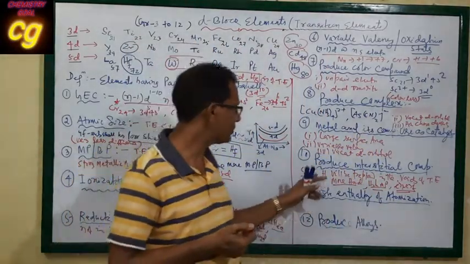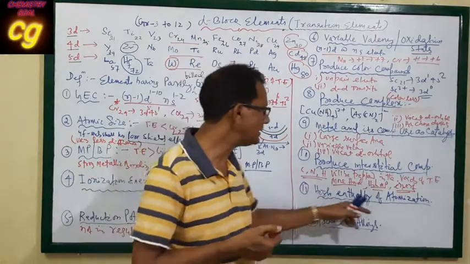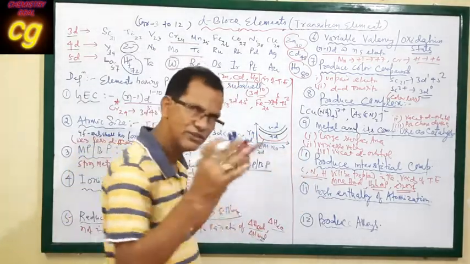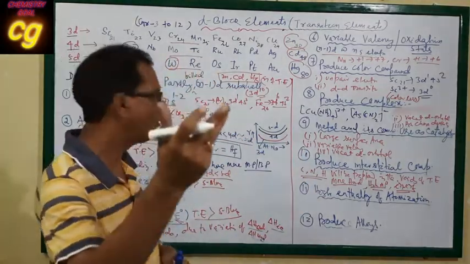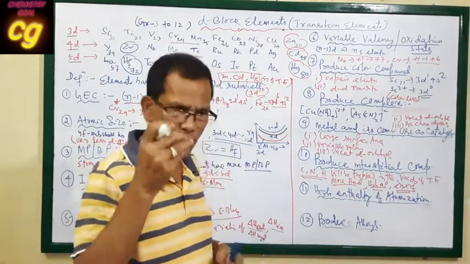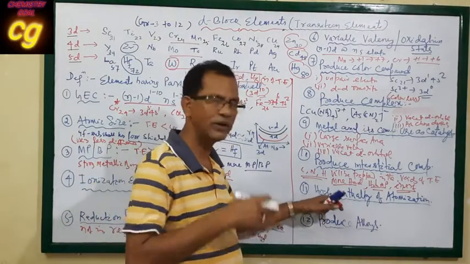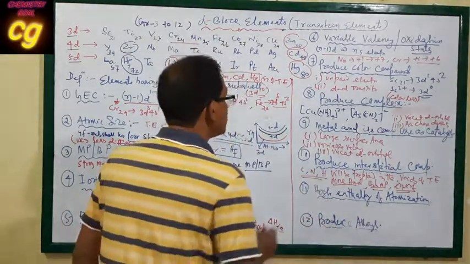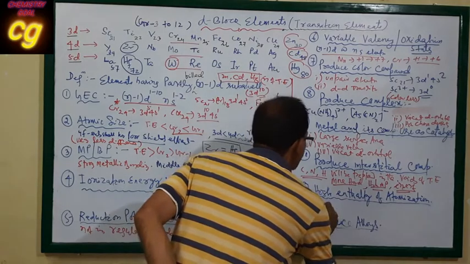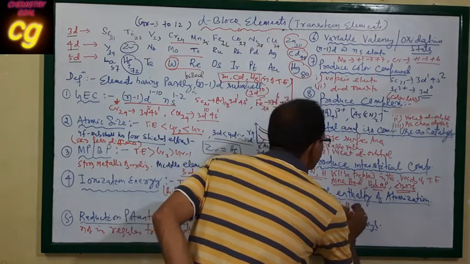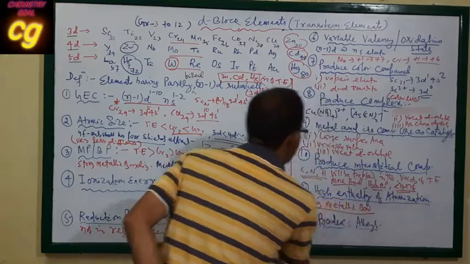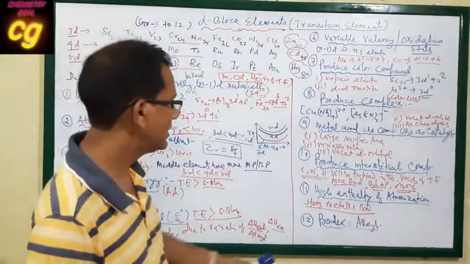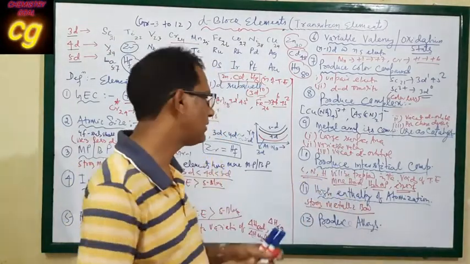So another important property of transition elements is high enthalpy of atomization. High enthalpy of atomization means more energy is required to convert into what? Vapors. To convert iron or any transition metal into vapor form requires more energy because of strong metallic bond. As they have strong metallic bonds, they have high enthalpy of atomization.